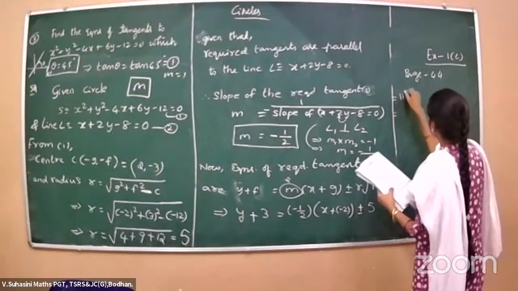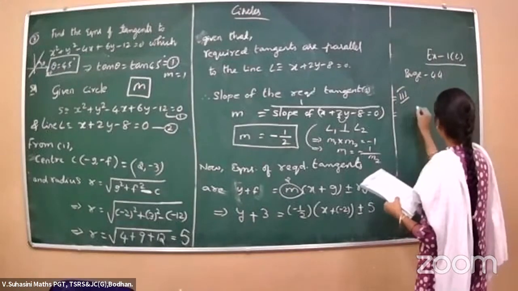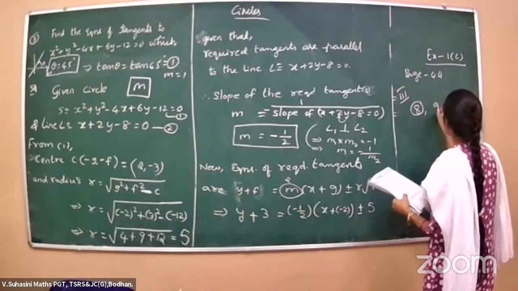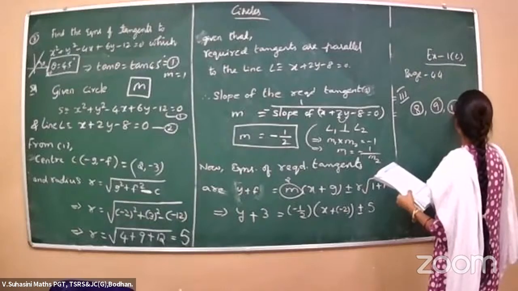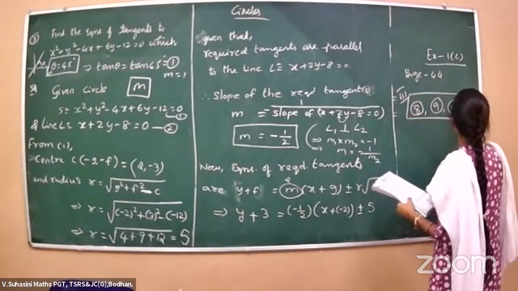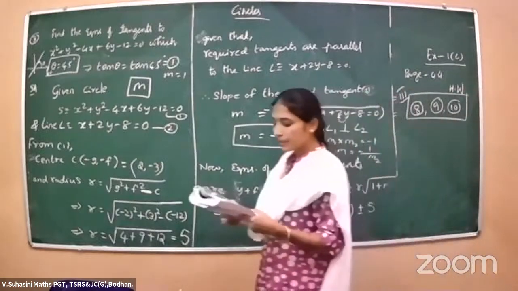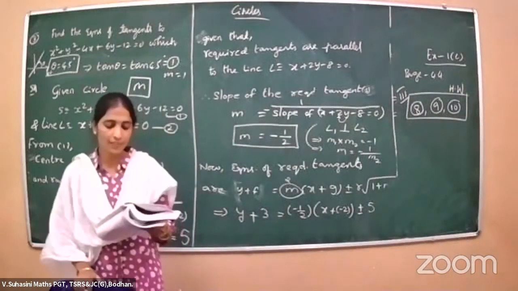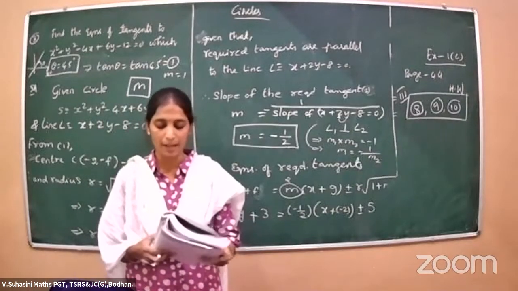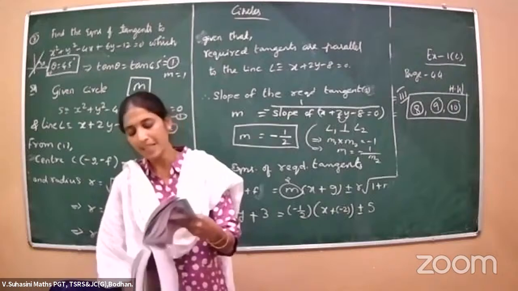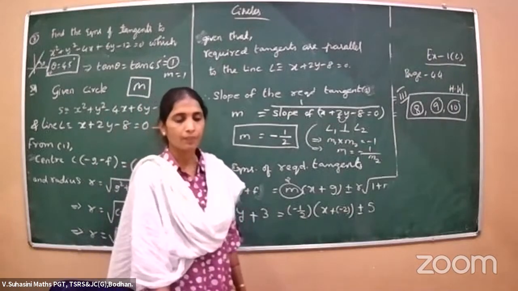We have the third bit in page number 44. In the third bit, we have the 8th question, 9th question, and 10th question. These three questions are homework. 8, 9, 10. 8th question, children. Find the equation of the tangents to the circle x square plus y square minus 4x plus 6y minus 12 equal to 0, which are parallel to x plus y minus 8 equal to 0.